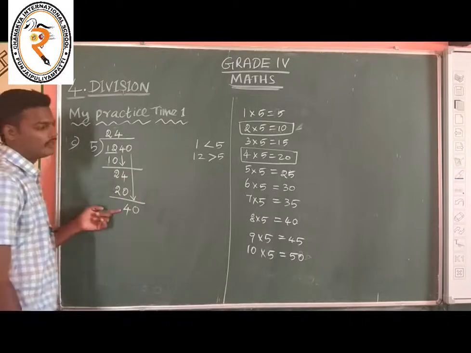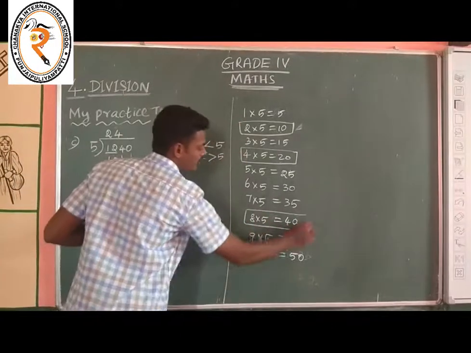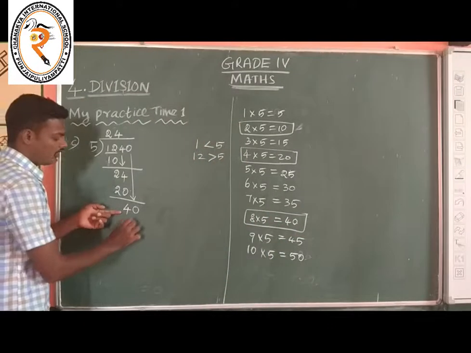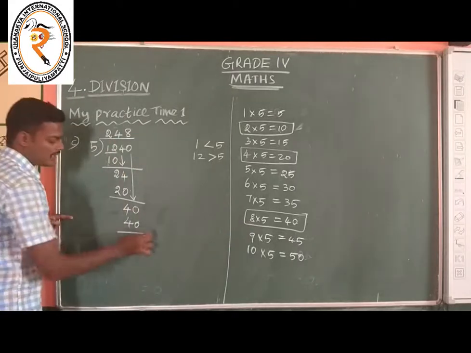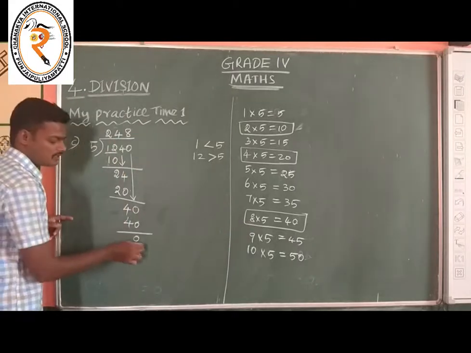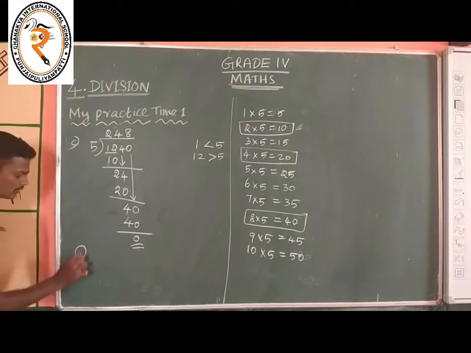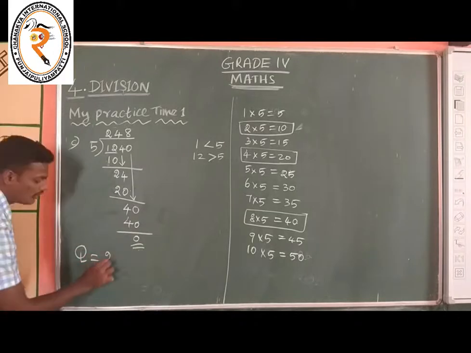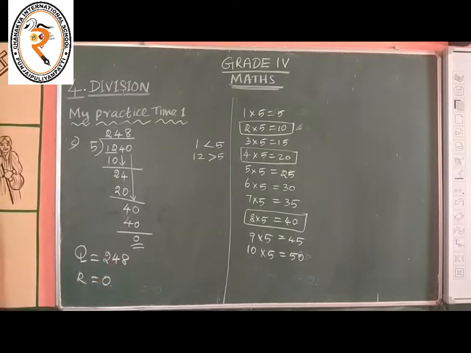40 in the fifth table. How many times does 40 appear in the fifth table? 8 times. So subtracting 40 minus 40, the answer is 0. Therefore, the quotient is 248 and the remainder is equal to 0.